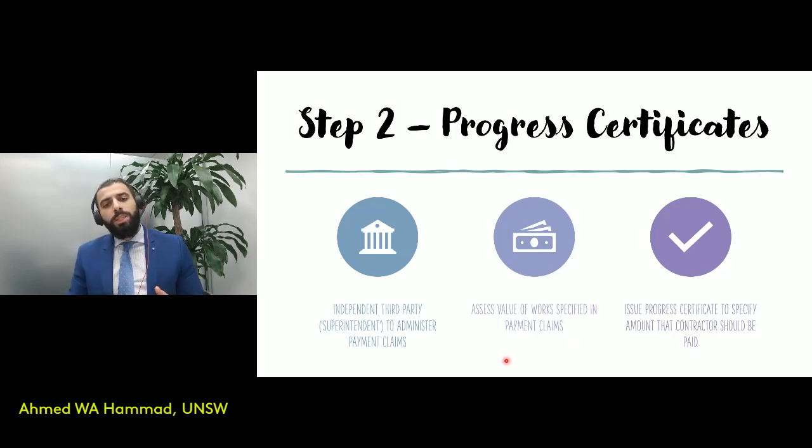What they would do is assess the value of the progress payment. They will have a look at the claim they received from the contractor, the builder, and look at the works that have been undertaken, and then determine whether it's of the correct value that's requested or not. Once they've determined what the actual value is, they issue the progress certificate. So the superintendent issues the progress certificate, and in that certificate, it would specify the amount that the contractor should be paid.